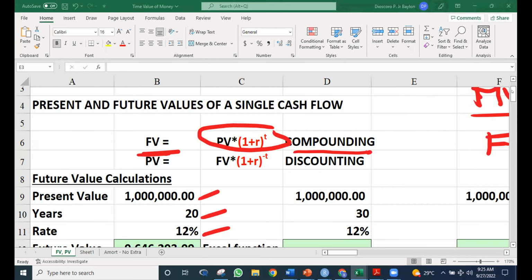Today we're going to continue our discussion on the use of Excel to compute for time value of money problems. Last time we started this discussion by looking at the formulas for future value and for present value. We said that the process of getting the future value is called compounding. And then the process of getting your present value is called discounting.